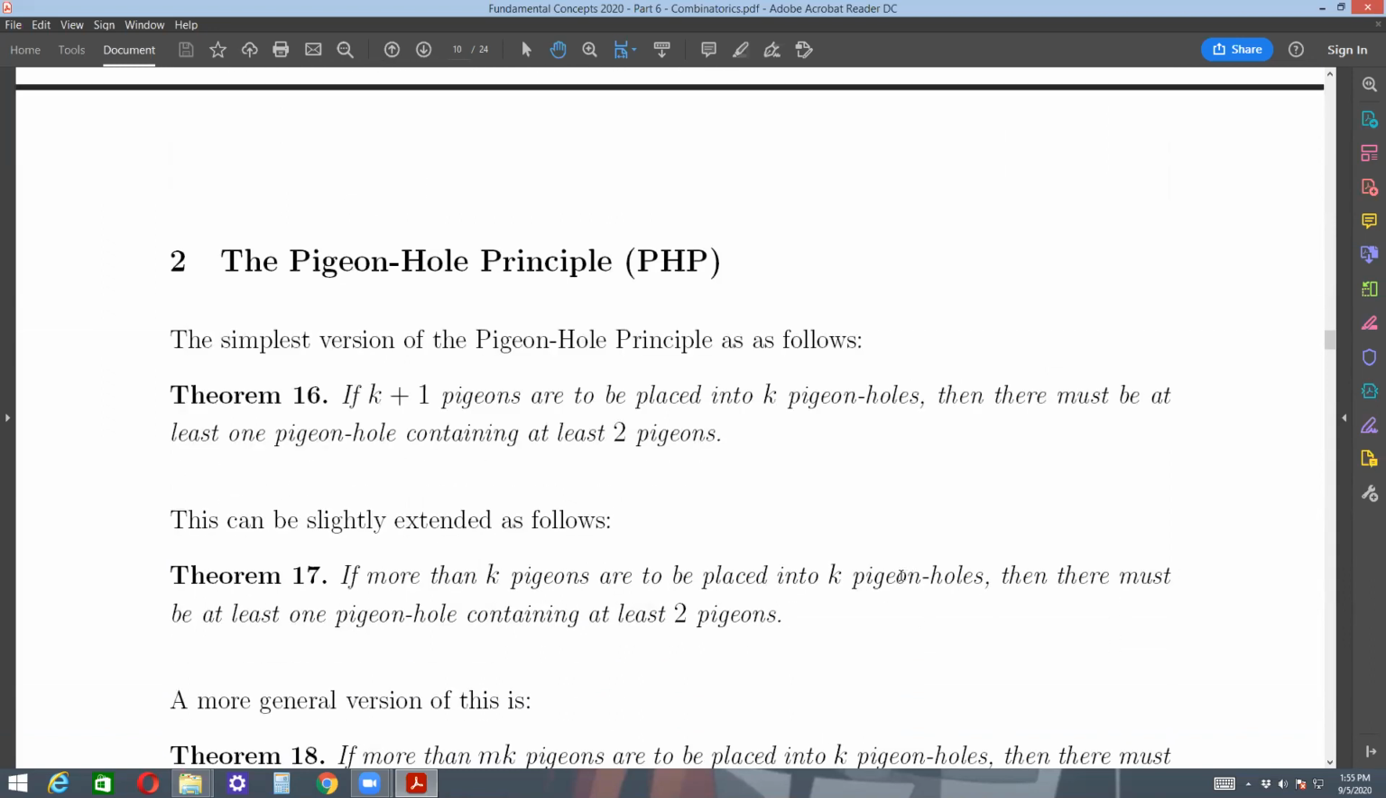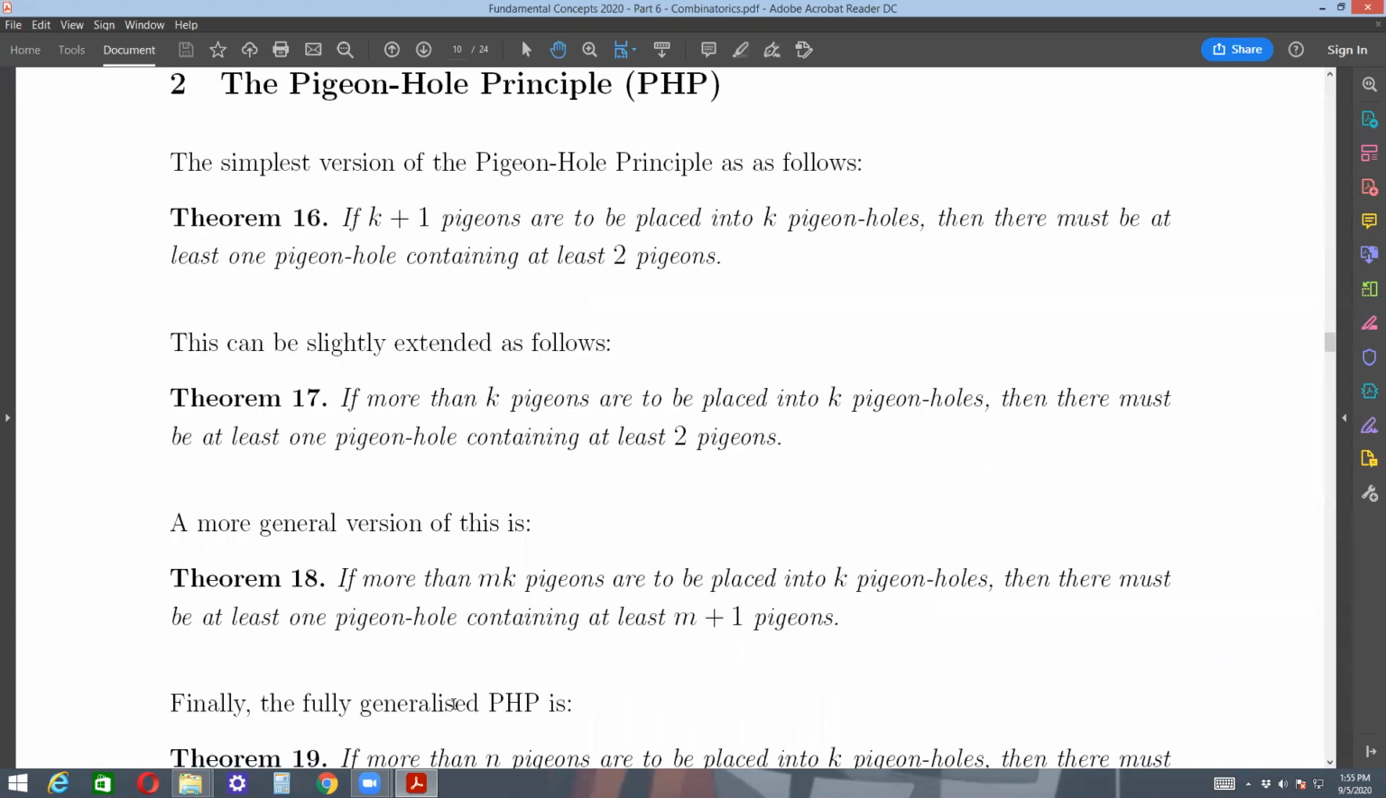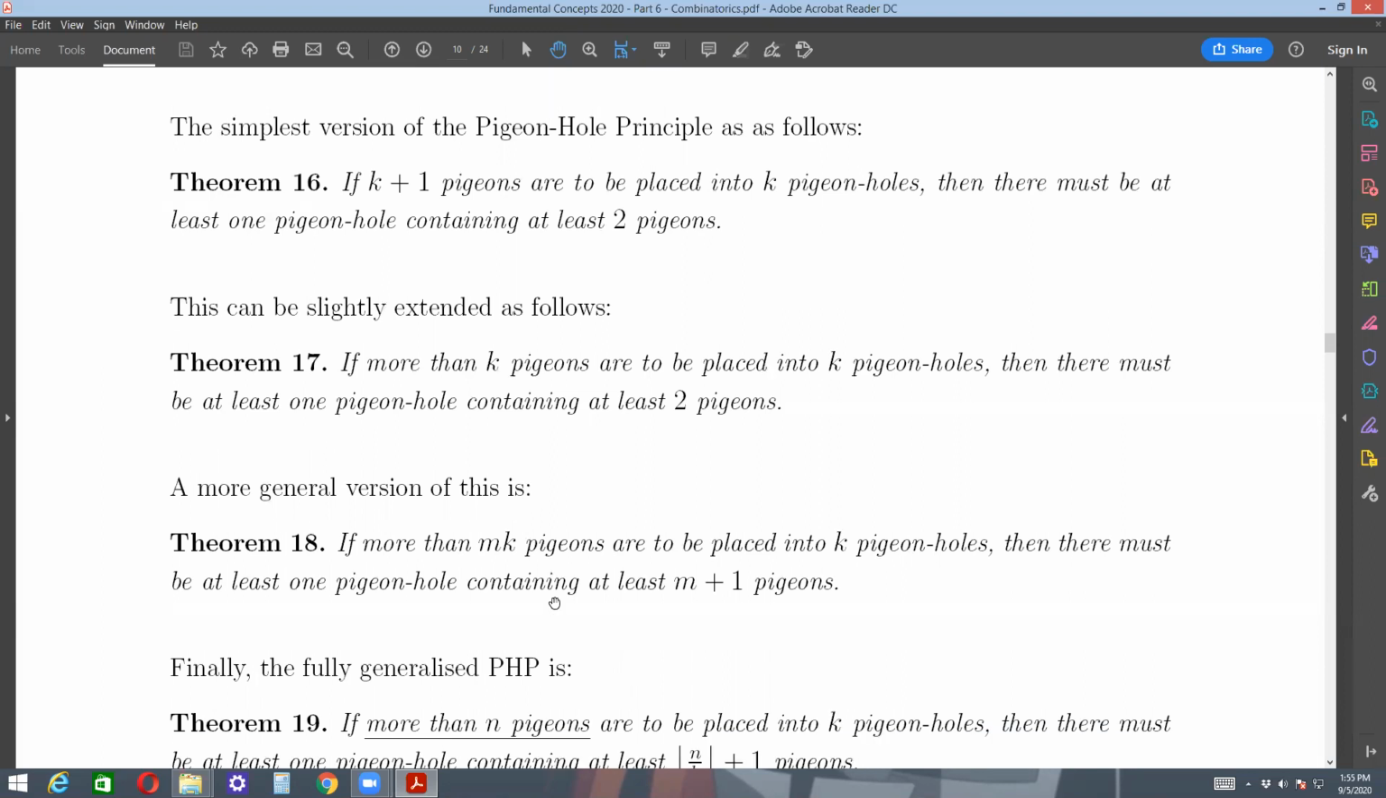Okay, so the next topic is the pigeonhole principle. There are different versions of the pigeonhole principle mentioned here. It starts simple and then gets more complicated from there. The simple version: if k plus 1 pigeons are to be placed into k pigeonholes, so you have k plus 1 pigeons, trying to place them into k pigeonholes.